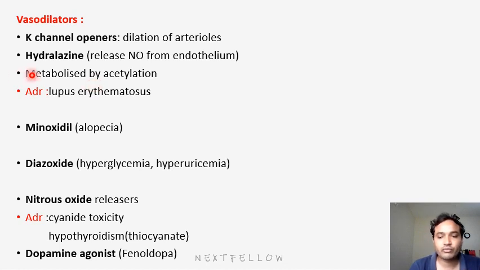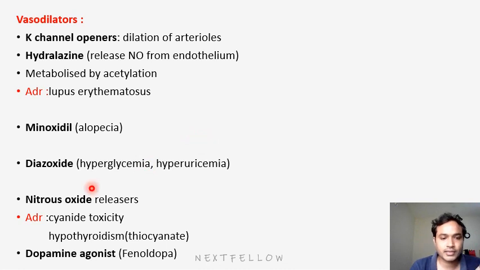The main adverse effect of hydralazine is lupus erythematosus. This is an emergency drug we use in hypertensive crisis also, because it is a major arterial dilator. Next is minoxidil, also a potassium channel opener. Mostly we use it in alopecia because it enhances vasodilation and increases blood supply. Next, diazoxide, a thiazide derivative. Its major side effects are hyperglycemia and hyperuricemia, so we can't use it in diabetes and gout patients.